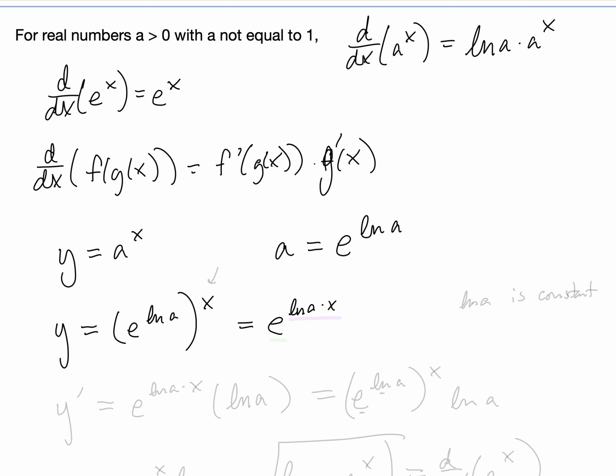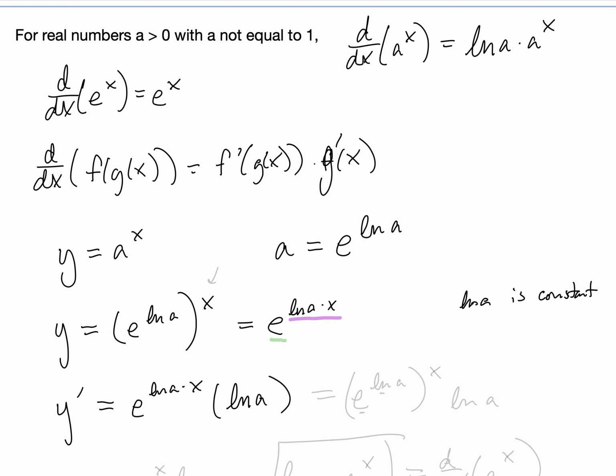And so that means that the derivative y prime is equal to, all right, now we are doing a chain rule where e to the something is the outside function and natural log of a times x is our inside function. So the derivative of e to the x is just e to the x, so it's e to the, leave the inside function alone, and then times the derivative of the inside. Now remember, ln of a is a constant, so this is the same thing as if you were just taking the derivative of 3x. The derivative of 3x is just 3. The derivative of natural log of a times x is just that constant natural log of a.